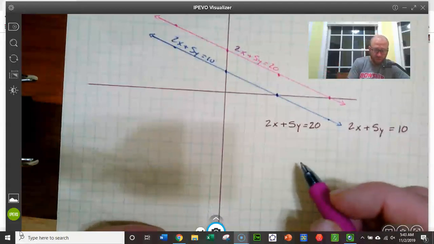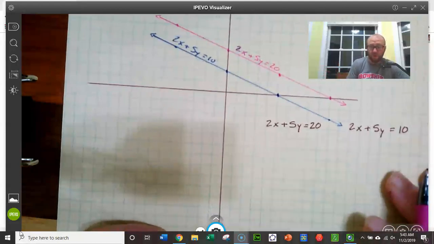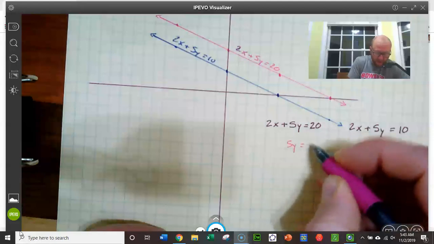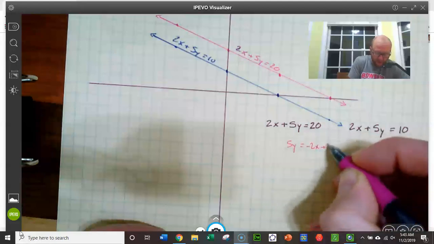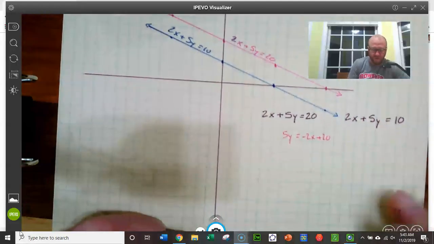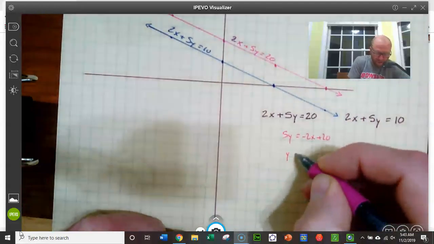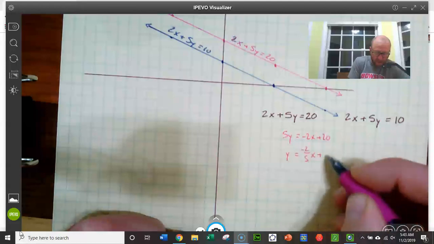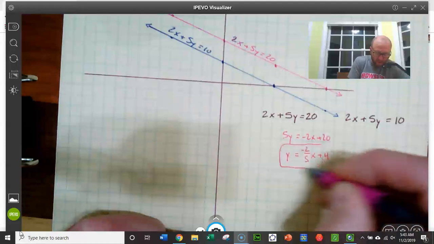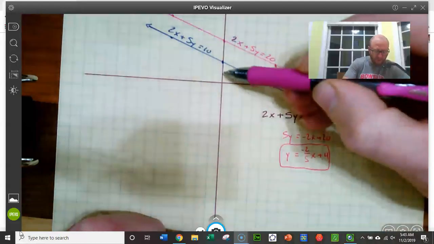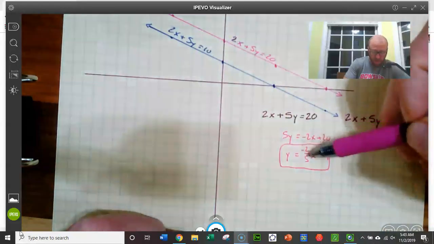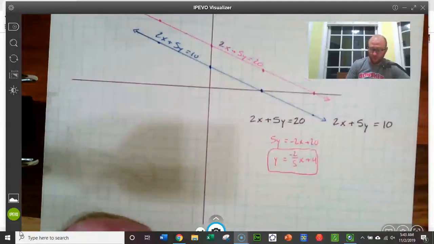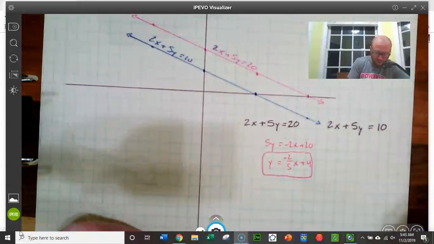One way is to rewrite the lines in slope-intercept form. So in that case, I would have 5y is negative 2x plus 20. I subtract 2x from each side, and then I'll divide by 5 on each side, and I get negative 2/5 x plus 4. Okay, so y-intercept of 4, and we're going down 2 over 5, down 2 over 5.